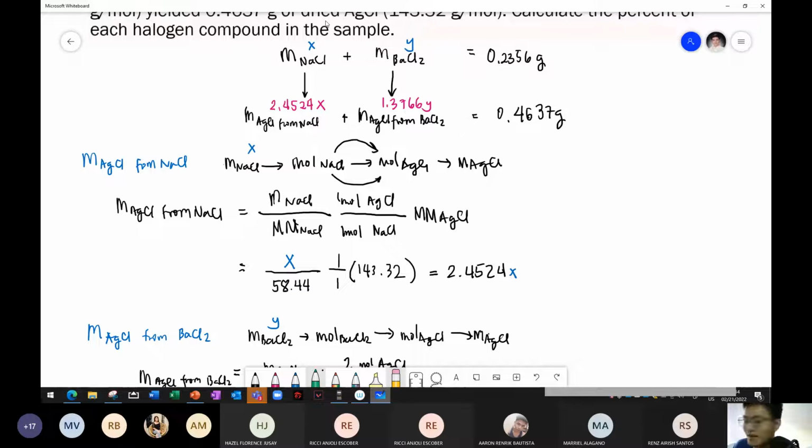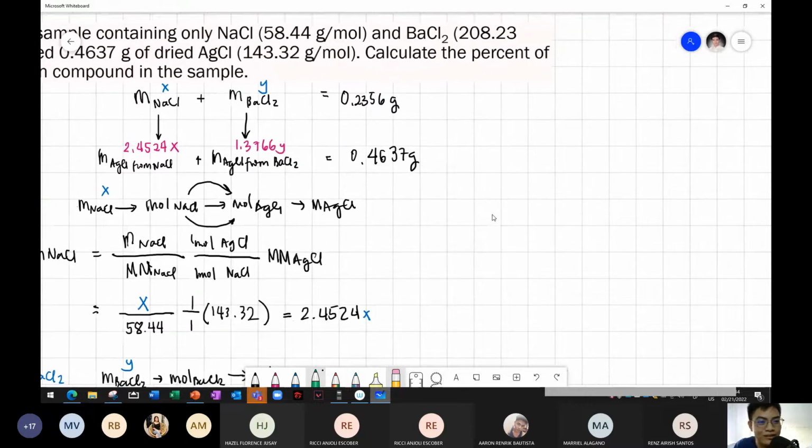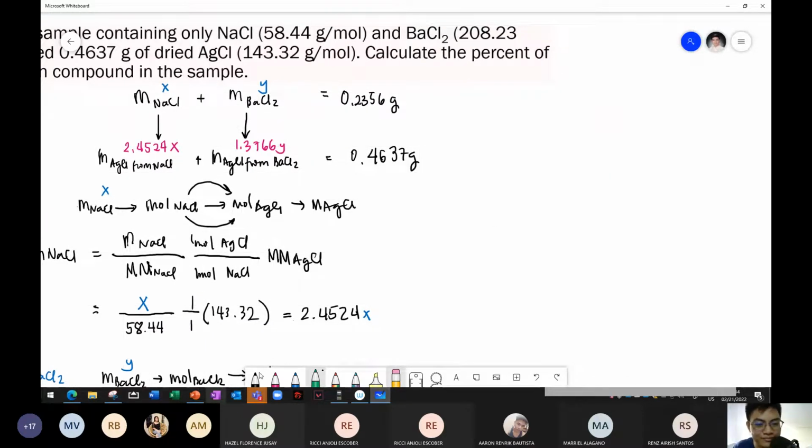Yan. Ngayon, pupunta na tayo sa part ng algebra. Okay? So, tapos na tayo sa chemistry. Algebra naman. Biglang ganun. Algebra naman tayo. Okay? So, lilipat ako dito sa gilid lang. Kasi kukopyahin ko yan eh. Okay?